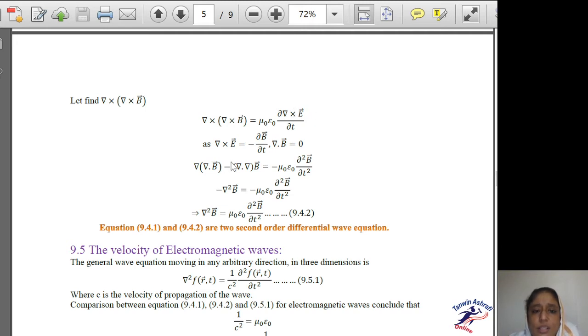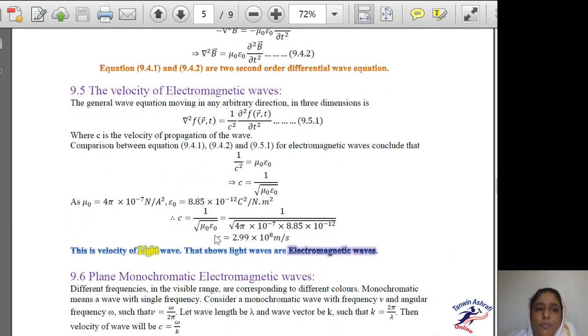As we know, del cross E is nothing but minus del by del t of B, and del dot B is equal to 0. Therefore, minus del square B is equal to minus mu naught epsilon naught del square by del t square of B. This term gets 0 and this remains. And in the same way as we have for the electric field, we have for the magnetic field. The equations 9.4.1 and 9.4.2 are the two second order differential wave equations.